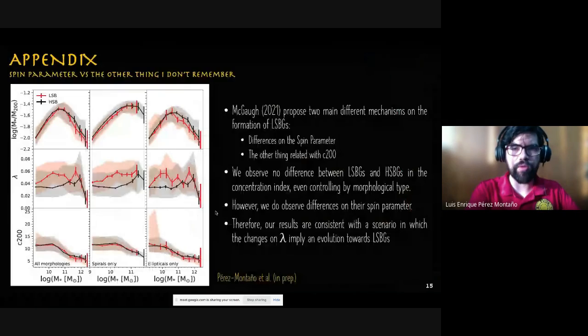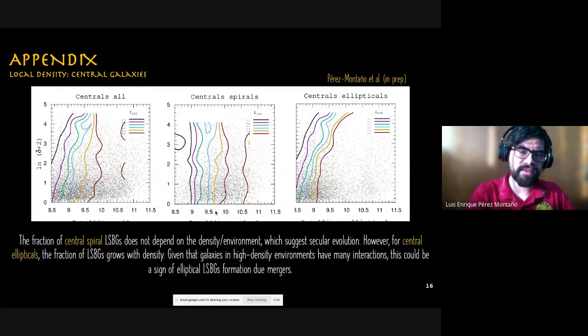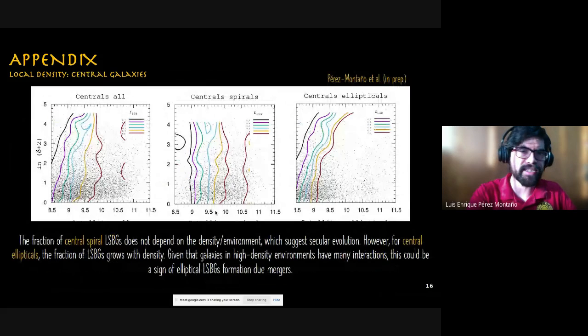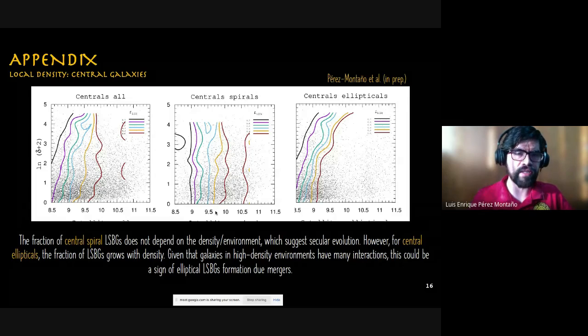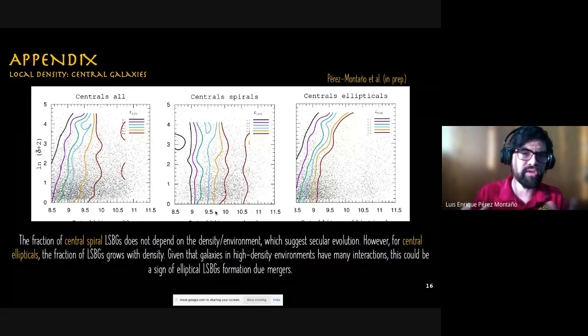Actually, the results I present here are the first half of my thesis, but we have made some tests on the environment of these galaxies. These are very preliminary results. We have to go further in discussing them. But for example, we found that the environment is relevant, but on small scales, such as groups.